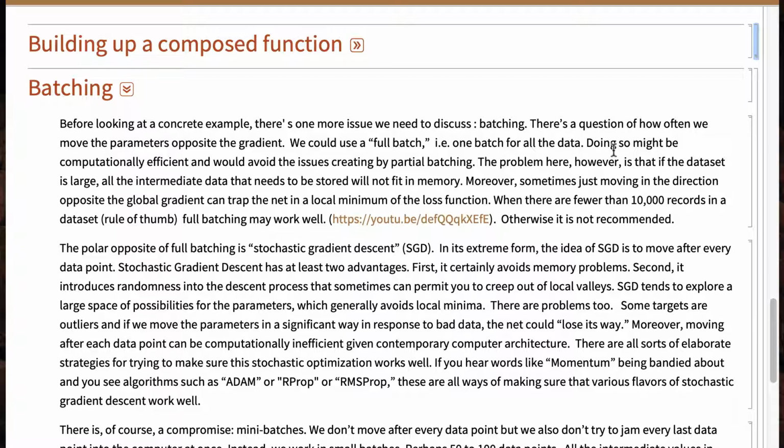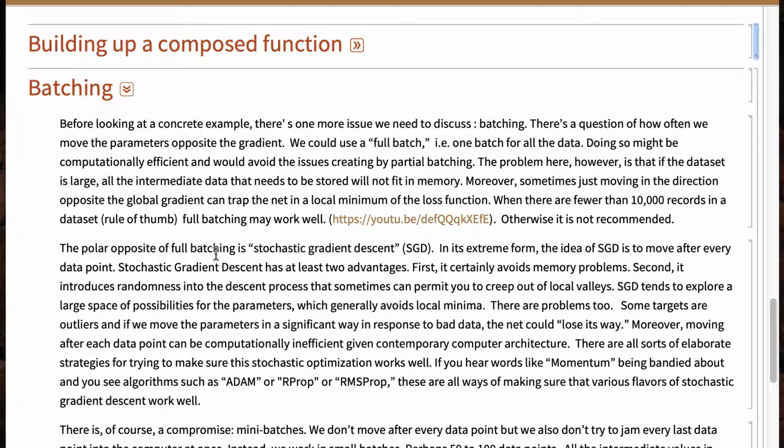And actually, if there are fewer than, the rule of thumb is maybe, 10,000 records in a data set, full batching may work pretty well. And in fact, we're going to see it does work pretty well on the data that I'm going to have. But if you've got more than 10,000 records, or if you've got a large amount of data and you have a big neural network, then you're not going to be able to fit all that data in memory. And so you really can't use full batching. So you're going to have to come up with an alternative, like partial batching.